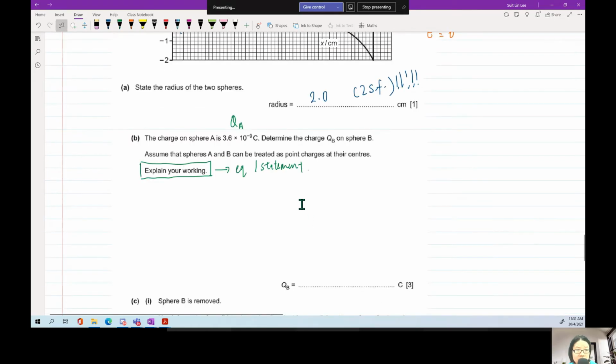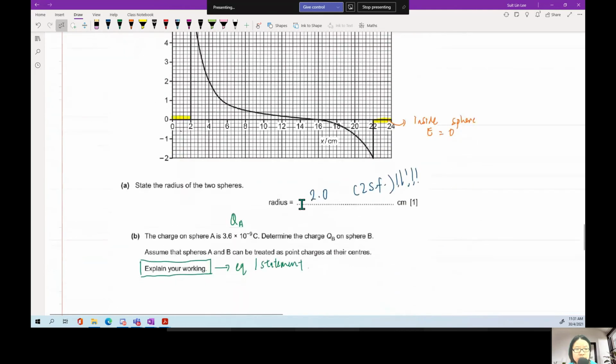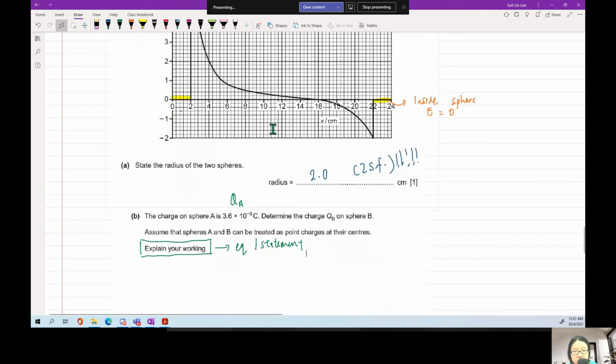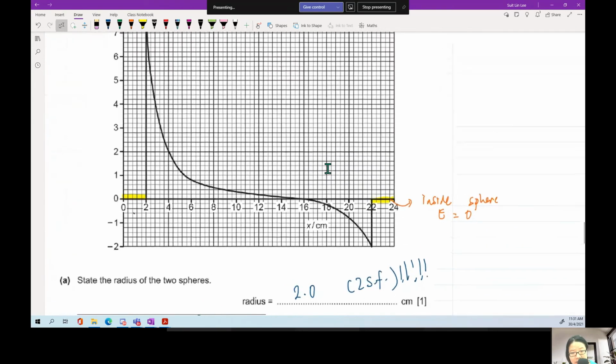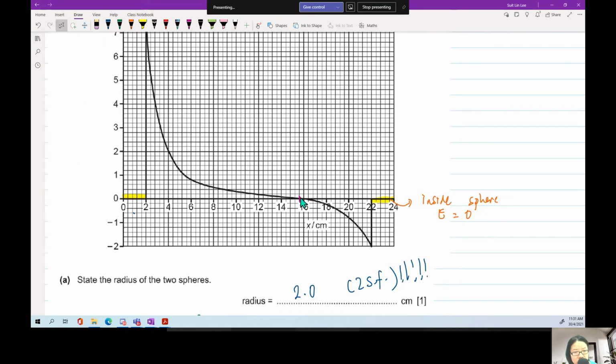The easiest one to think about is: do we know whether it's positive or negative charge? QA and QB, what's the polarity? The telltale sign is actually the intersection point where it cuts the x-axis. So I'm going to zoom in a bit. I see that it cuts the axis around here. 16, can we just take 16 so it's easier?